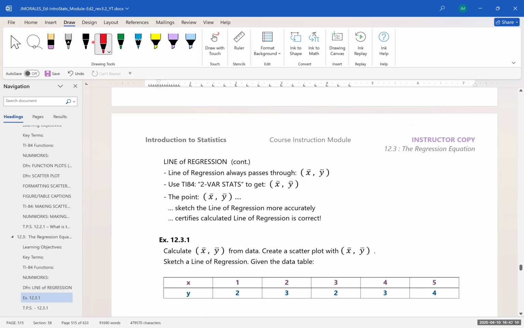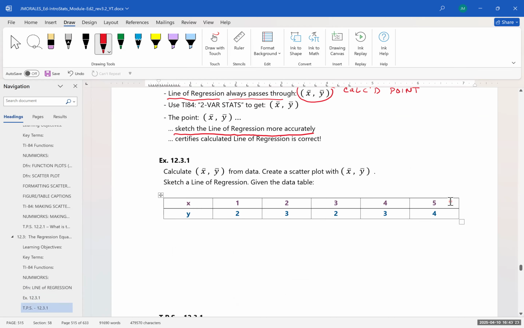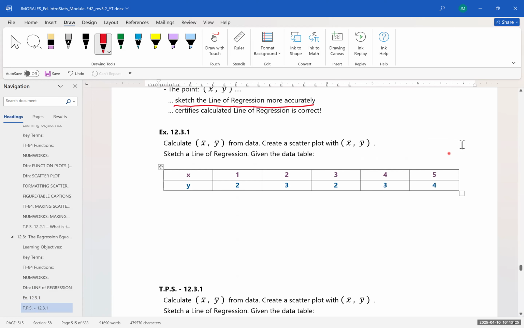So remember that the line of regression is always going to pass through this calculated point. I'm saying that this is a calculated point because you're going to have to calculate it yourself. But again, your calculator will help you with that. So let's look at learning to sketch a scatter plot as well as a line of regression. That's what we're going to do here in this first example.